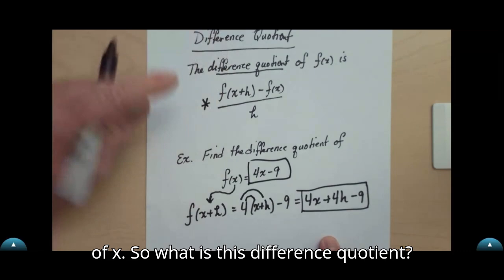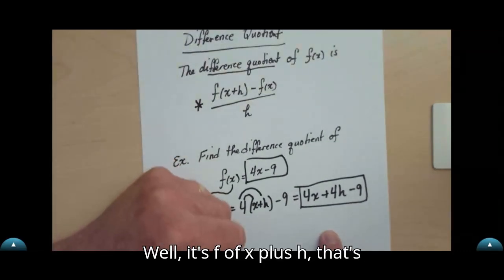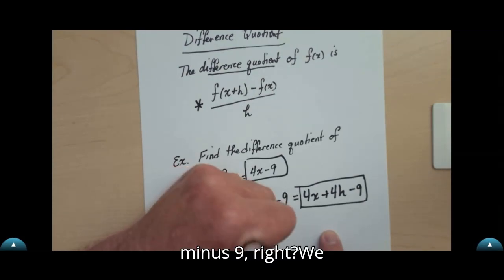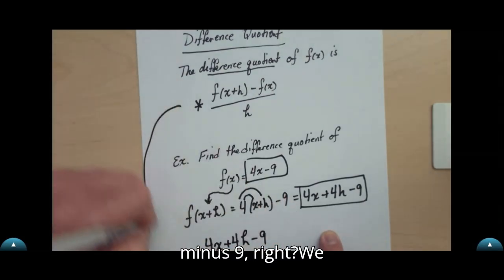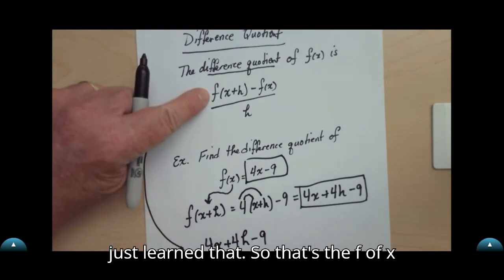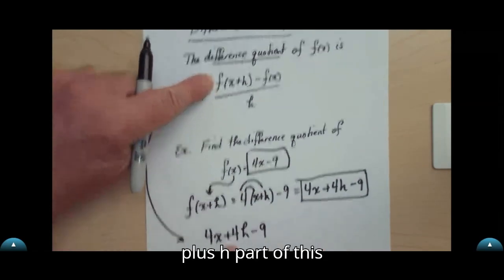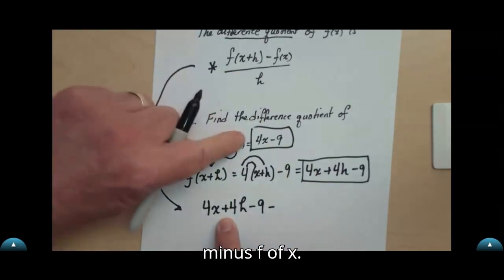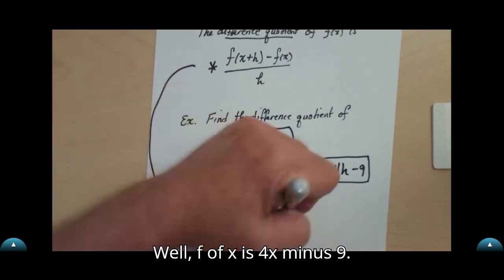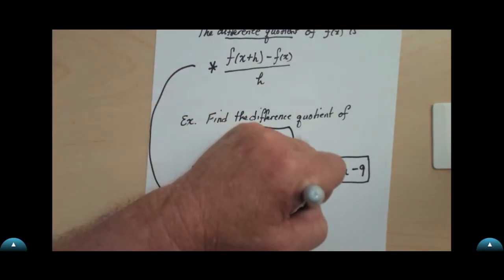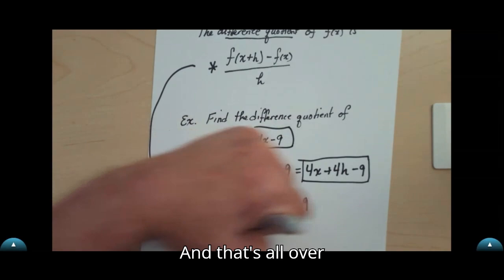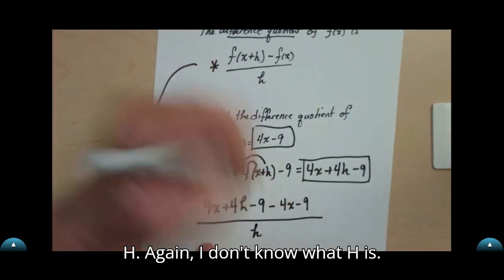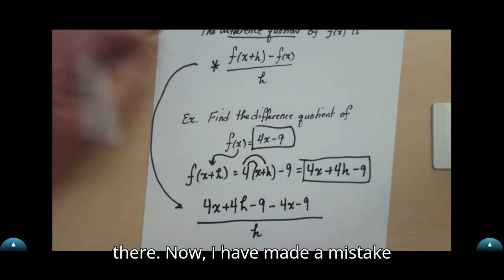So what is this difference quotient? Well, it's f of x plus h. That's 4x plus 4h minus 9, right? We just learned that. So that's the f of x plus h part of this. Minus f of x. Well, f of x is 4x minus 9. And that's all over h. Again, I don't know what h is. It's there. I'm just going to keep it there.